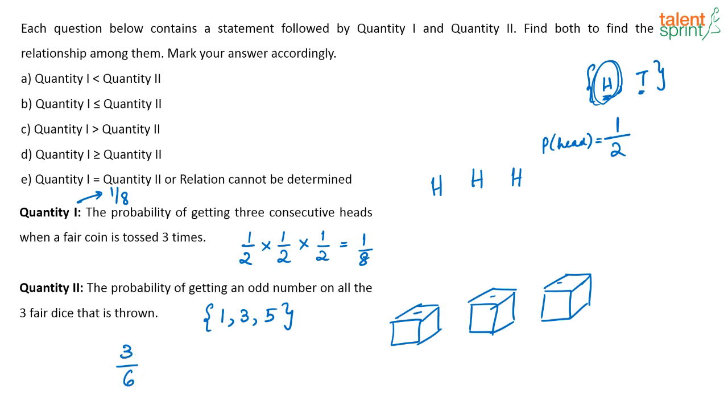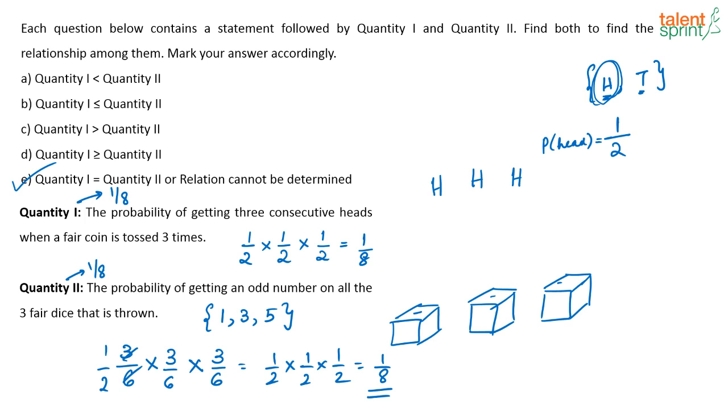So the probability of getting an odd number in the first die is 3 by 6, in the second dice is also 3 by 6, and in the third dice is also 3 by 6. This is 1 by 2 into 1 by 2 into 1 by 2, since 3 by 6 is 1 by 2. This is equal to 1 by 8. So what is your answer here? Quantity 2 is also 1 by 8. So your answer here will be quantity 1 is equal to quantity 2, that is option E.